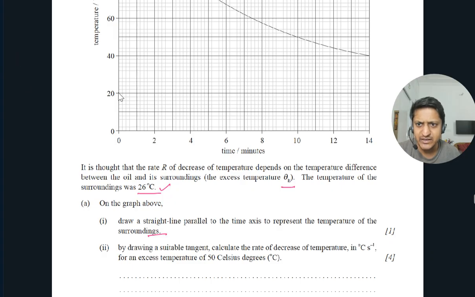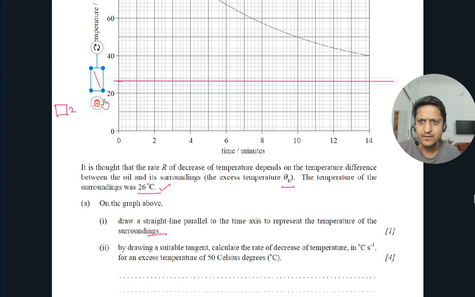So what will be the least count here? You can see that it is 10 points, like this one box, this is 20 and these boxes are 10, so each box is of 2. So for 26 we need 3 more boxes, 1, 2, 3. So this will be 26. Now we need to draw a straight line from here, and the straight line would be like this. So this is the first part that has been drawn.